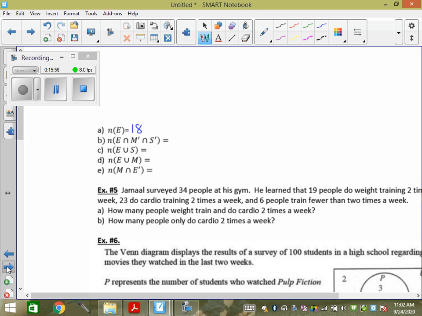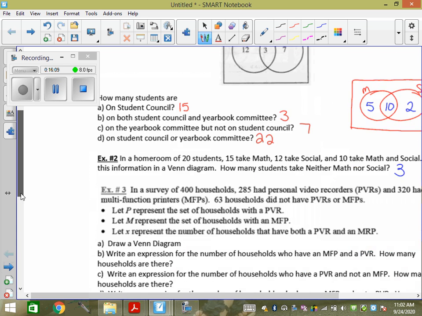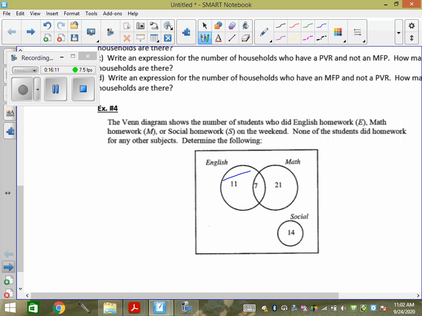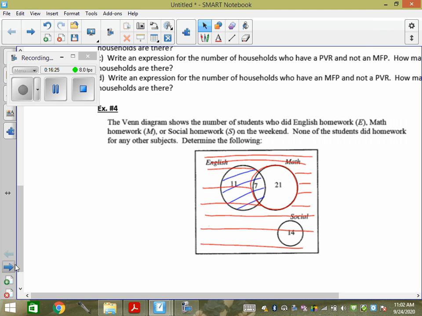Okay, here I want E and not M and not S. If that is overwhelming, what did I tell you to do? I told you to shade E, shade not M, shade not S. So we're going to go do that. We're going to shade E in one color, shade not M in another color, shade not S in another color.